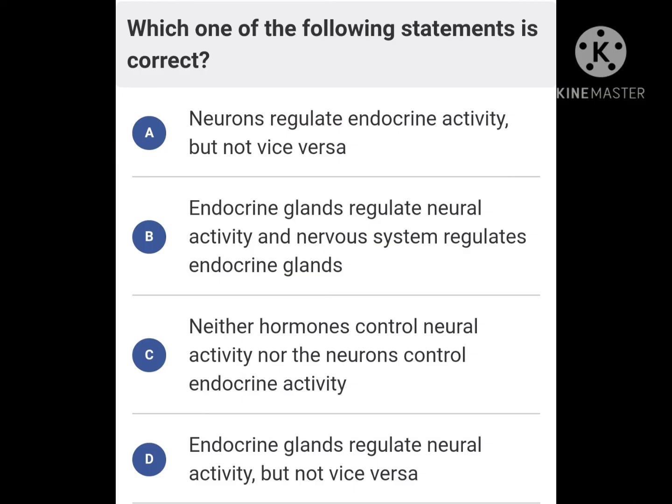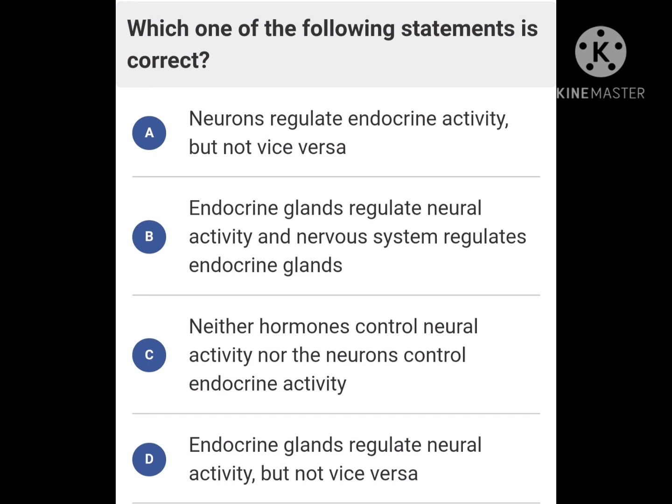Okay, next question. Which one of the following statements is correct? Option A, neurons regulate endocrine activity but not vice versa. Option B, endocrine glands regulate neural activity and nervous system regulates endocrine glands. Option C, neither hormones control neural activity nor the neurons control endocrine activity. Option D, endocrine glands regulate neural activity but not vice versa.